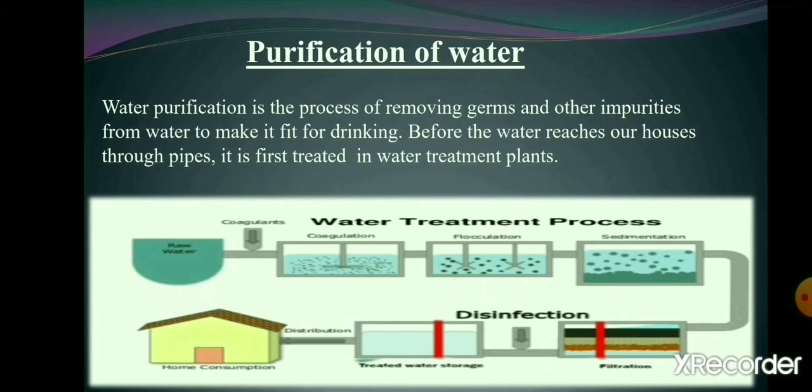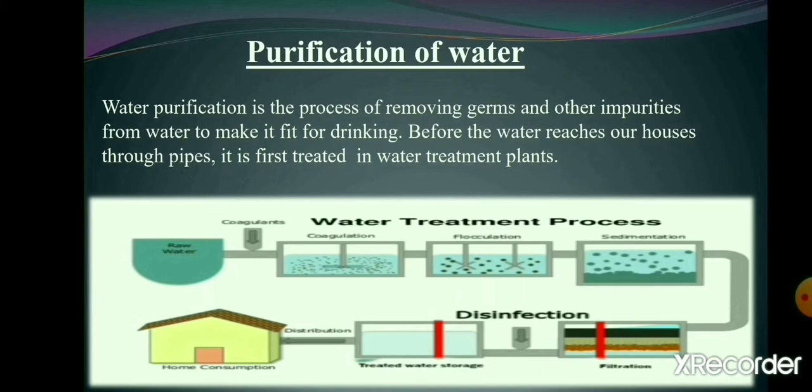Purification of water. Water purification is the process of removing germs and other impurities from water to make it fit for drinking. Children, we have learned that the earth's surface is mostly covered in water, but water from natural sources is not safe for drinking. Rainwater cannot be consumed as it has many dissolved gases, dust particles and germs in it.